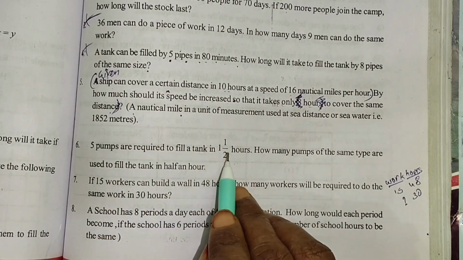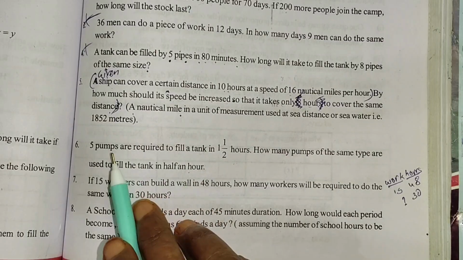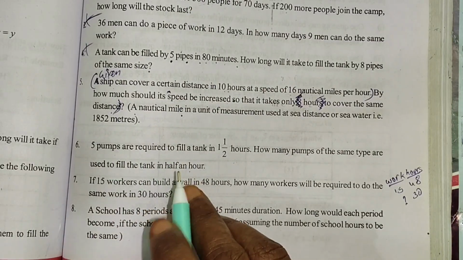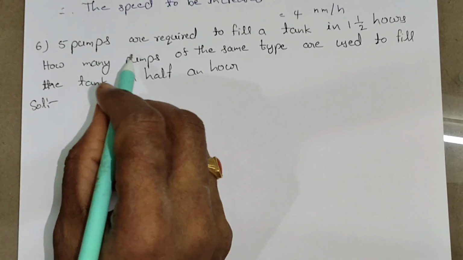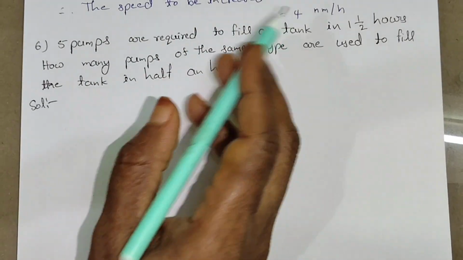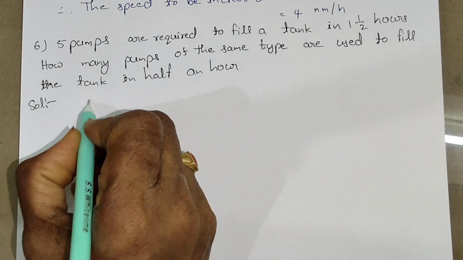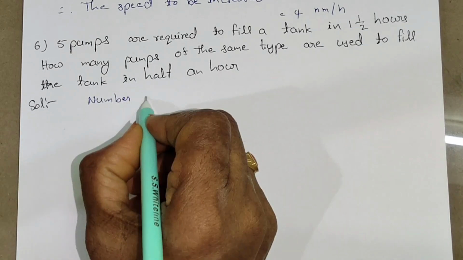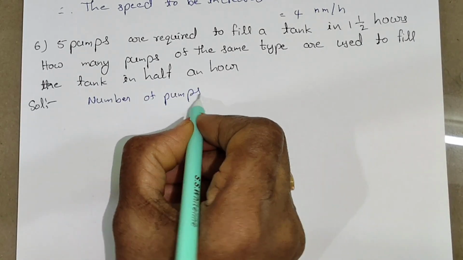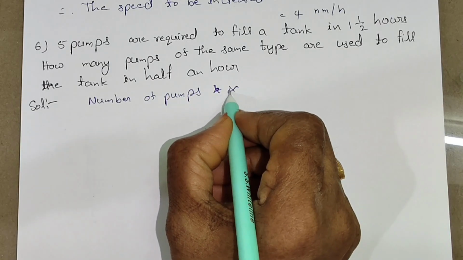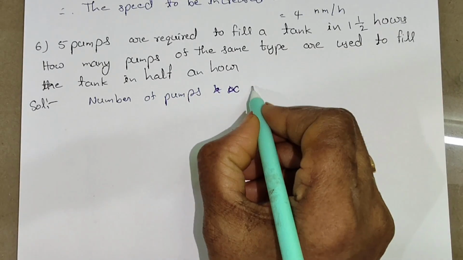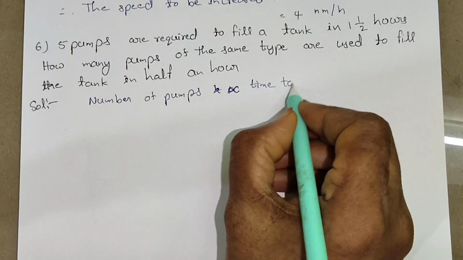Here half an hour means time is decreasing, so automatically pumps are increased. So these two are inversely proportional. Here number of pumps and time taken, these two are inversely proportional. Number of pumps is inversely proportional to time taken.